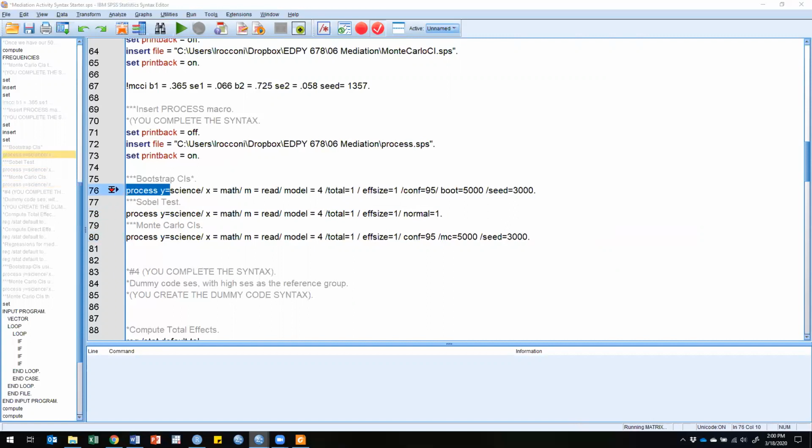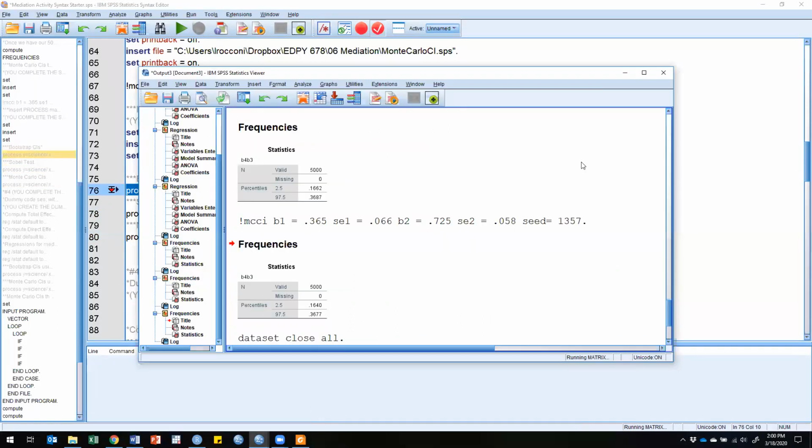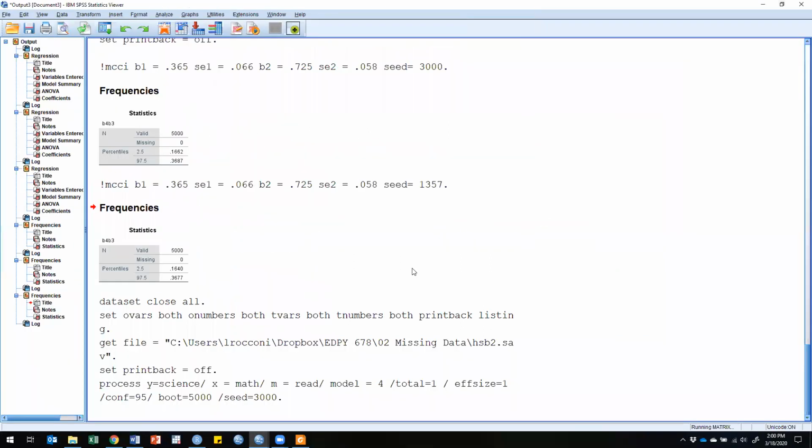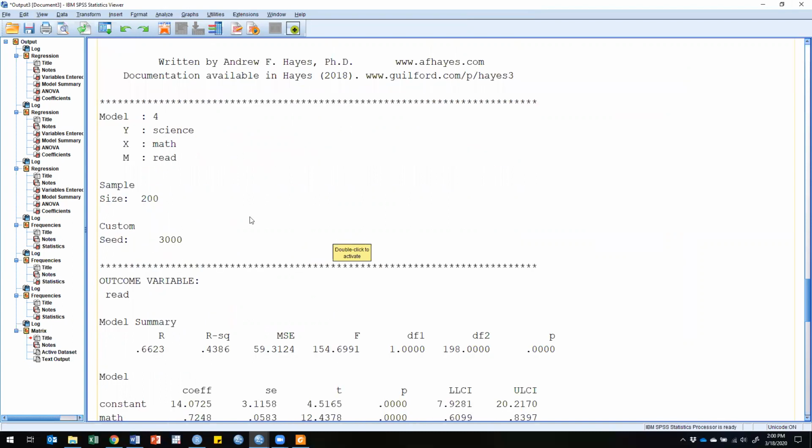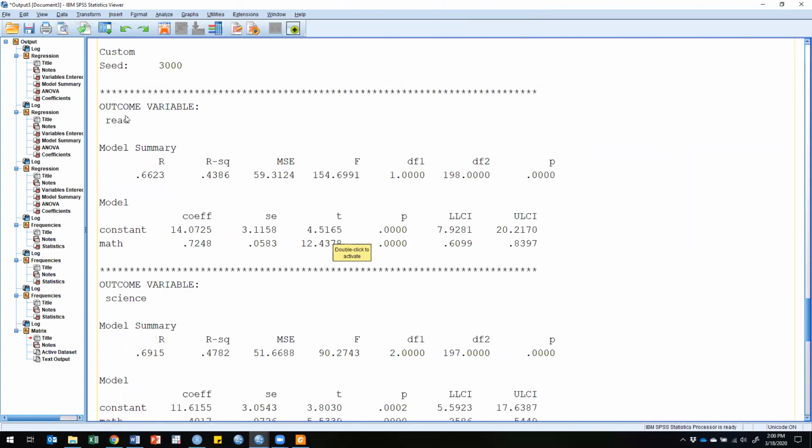If we run this analysis, sometimes it'll take a minute. So you'd want to check to make sure that science is our outcome, math is our main variable of interest, and M is our moderator. Our sample size is 200. And so then you can see it's going to automatically perform each one of the regression models that we did.